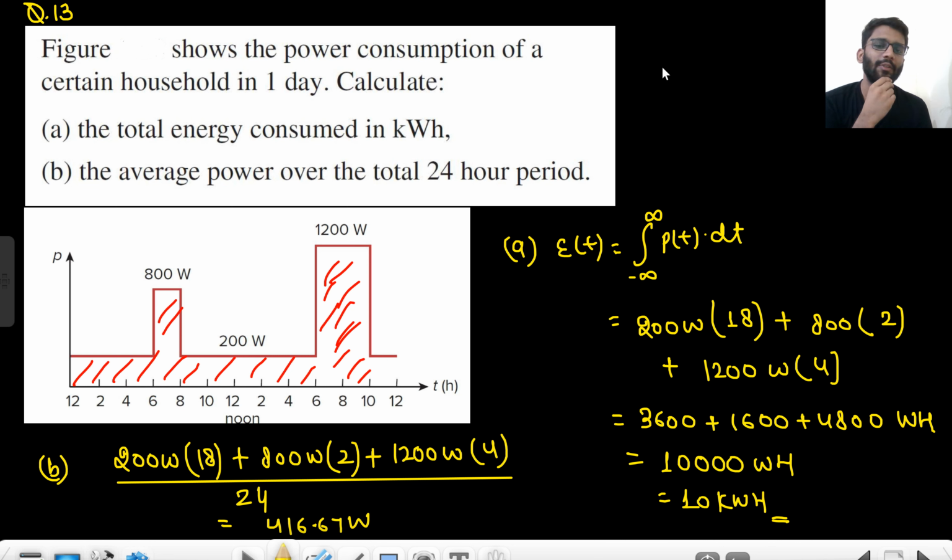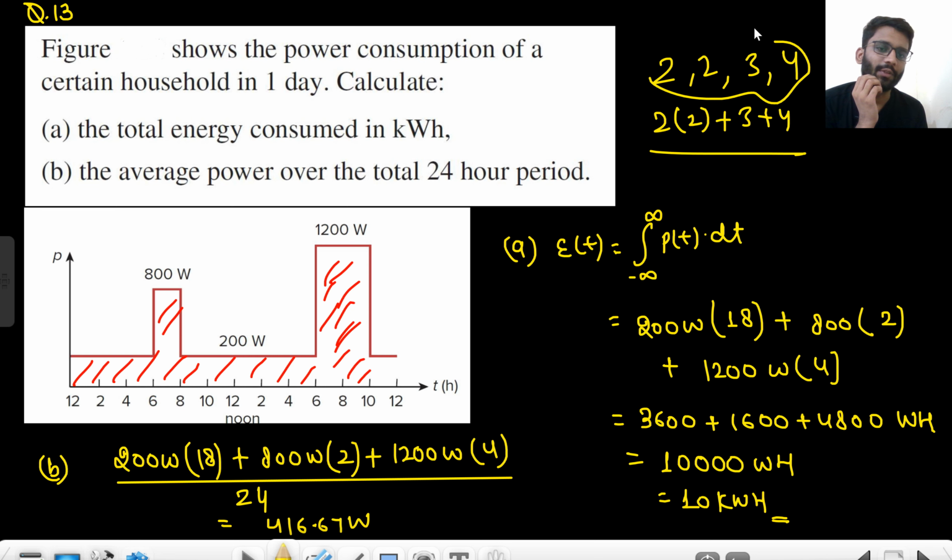Like let's assume 2, 2, 3, 4. You need to calculate the average of this. What you will do? 2 into 2 plus 3 plus 4, divide by these 4 quantities. So 4. This is what I am doing. 200 watt for 18 hours plus 800 watt for 2 hours plus 1200 watt for 4 hours, divided by the total time. Total time is 24 hours.